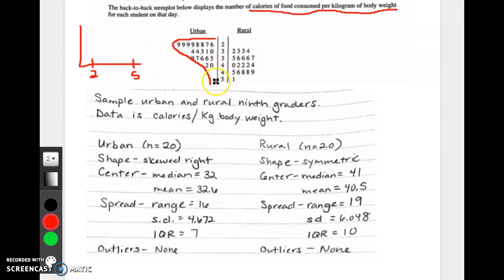The skew, the 5 is where the tail would be, and the 2 is where the hump would be. So the skew is to the right. Keep that in mind on these back-to-backs. They might try to trick you. And then the rural, I see, is pretty symmetric, almost uniform. So my shapes for urban, I said, was skewed to the right, and rural was symmetric, and I'll use that in my answer in part A.